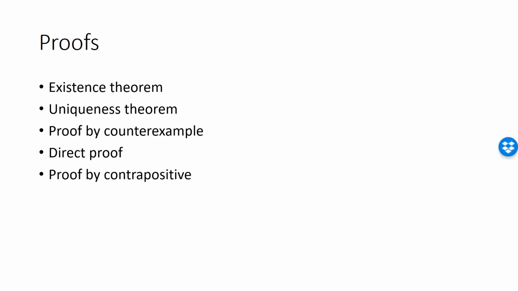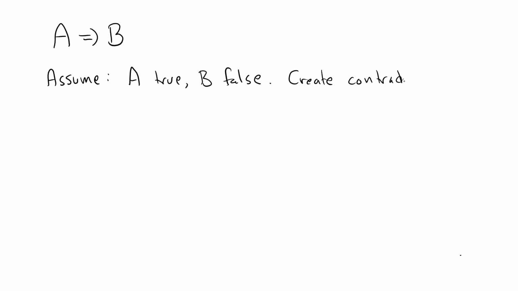The final strategy for proving an implication is called proof by contradiction. To create a proof by contradiction for the implication A implies B, we assume that the hypothesis A is true and that the conclusion B is false. If we, from this assumption, can create a contradiction, then our implication must be true. An example will illustrate the procedure.